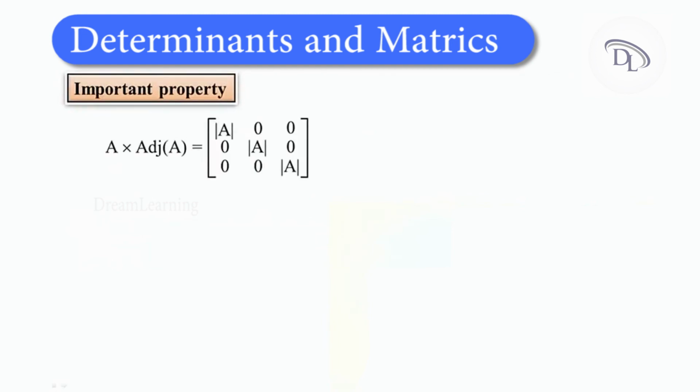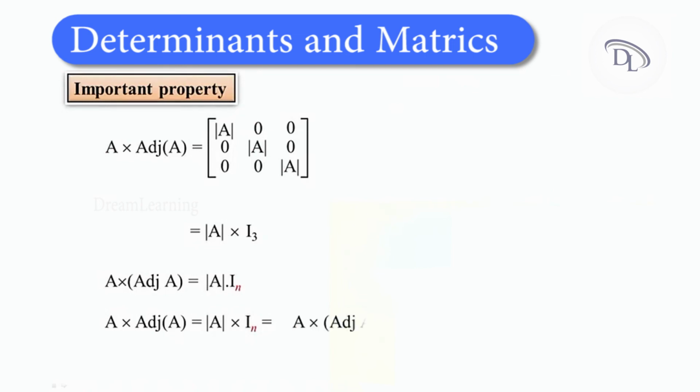So A into adjoint A becomes the matrix determinant A, 0, 0, 0, determinant A, 0, 0, 0, determinant of A. If we take the determinant of A as common, this becomes the determinant of A into the identity matrix of order 3. This, students, is a very important property of the adjoint. That is, A into adjoint A is the determinant of A into I. A into adjoint A can be written as the determinant of A into I, and this can again be A into adjoint of A.